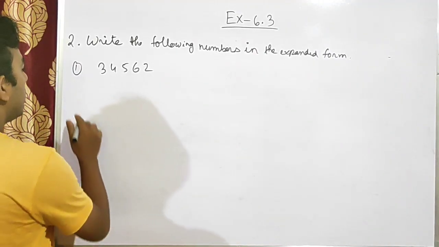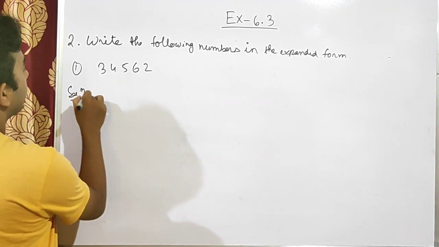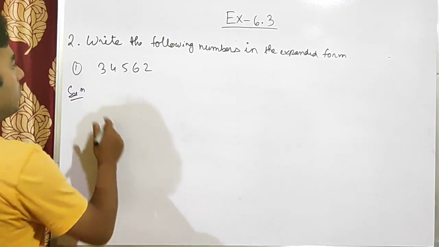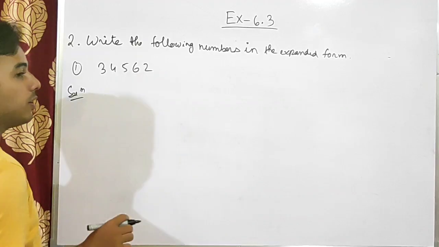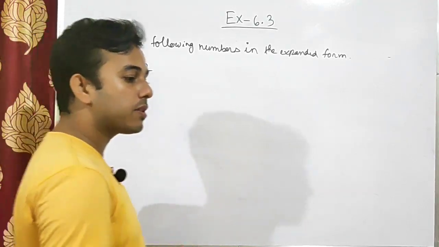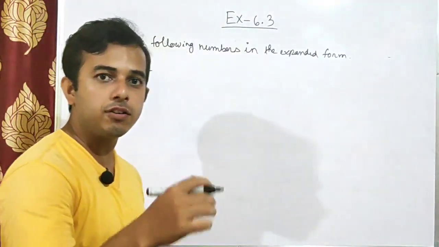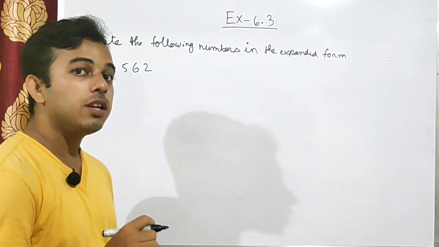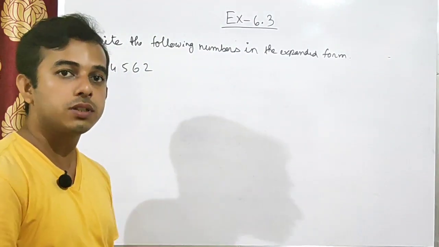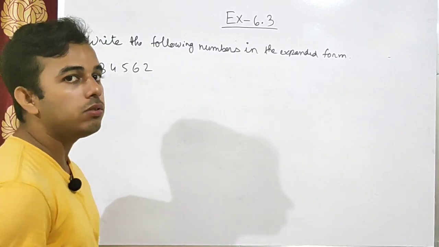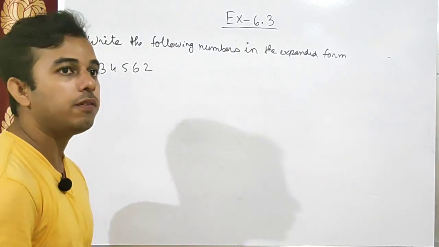Clear? How will we expand it? Look, solution. One thing: place value. In our previous classes in 6th standard, I hope we have found the place value, isn't it? So first you find the place value of every digit. After finding the place value, you can easily find the expanded form.